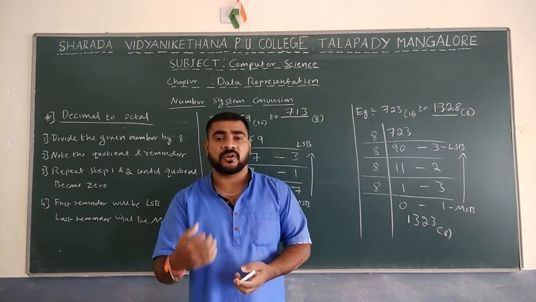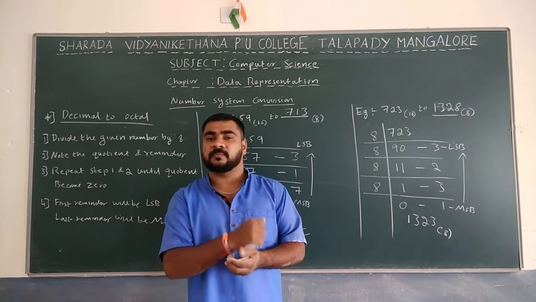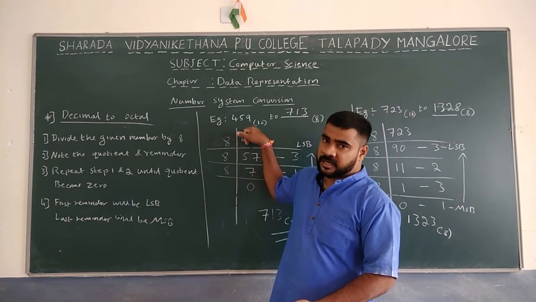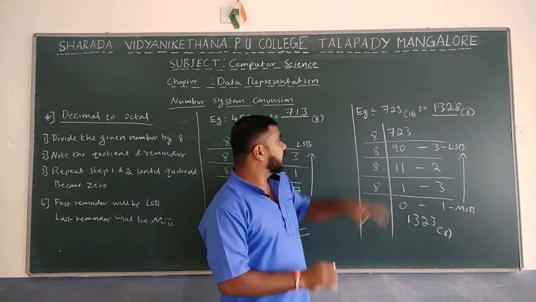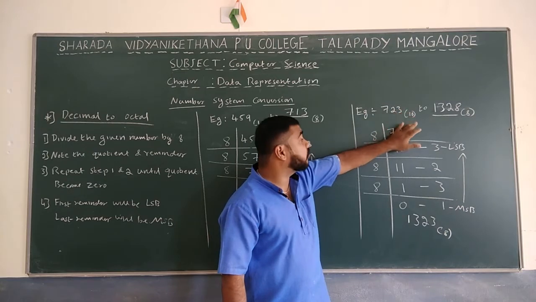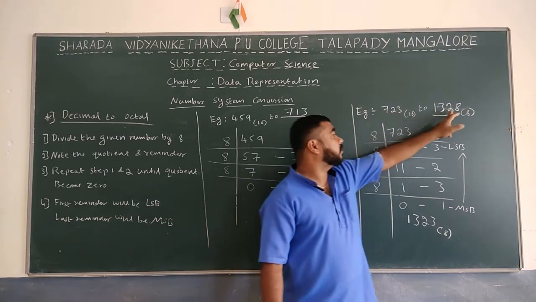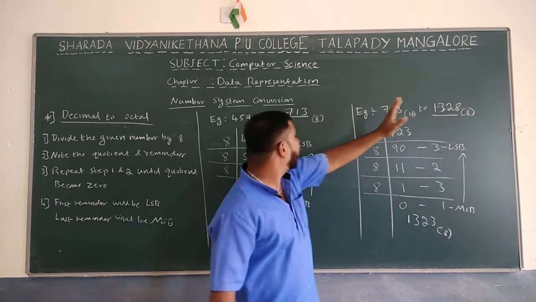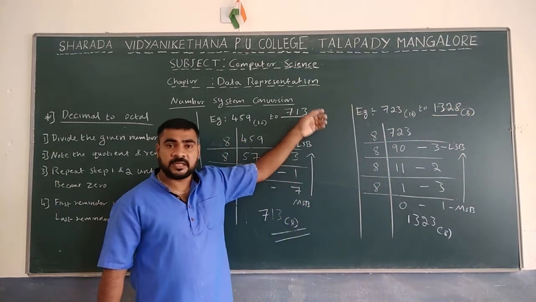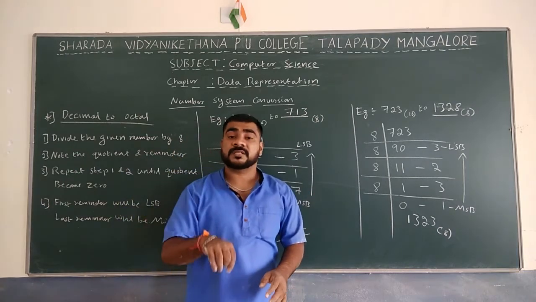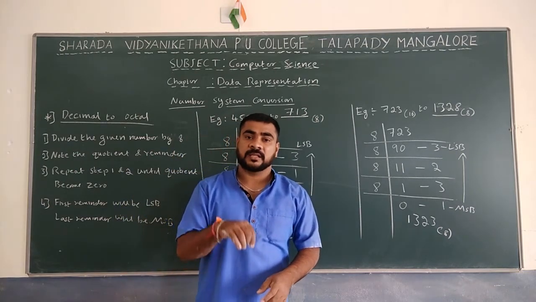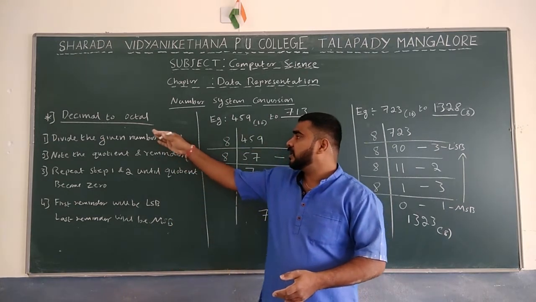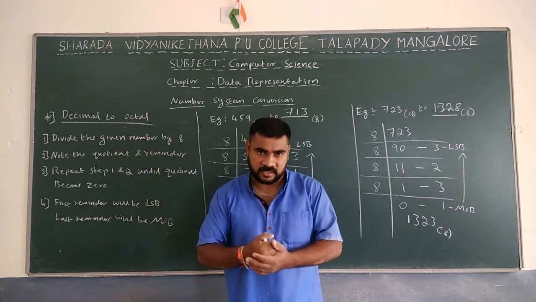So remember that when you convert a number, or when you write any numbers, you have to write the base values. Here 459 base 10 is a decimal. Here 723 base 10 is a decimal number. 328 base 8 means it's an octal number. Here 713 base 8 is also an octal number. So based on the base value, we can understand which type the number belongs to. So here we discussed decimal to octal conversions.